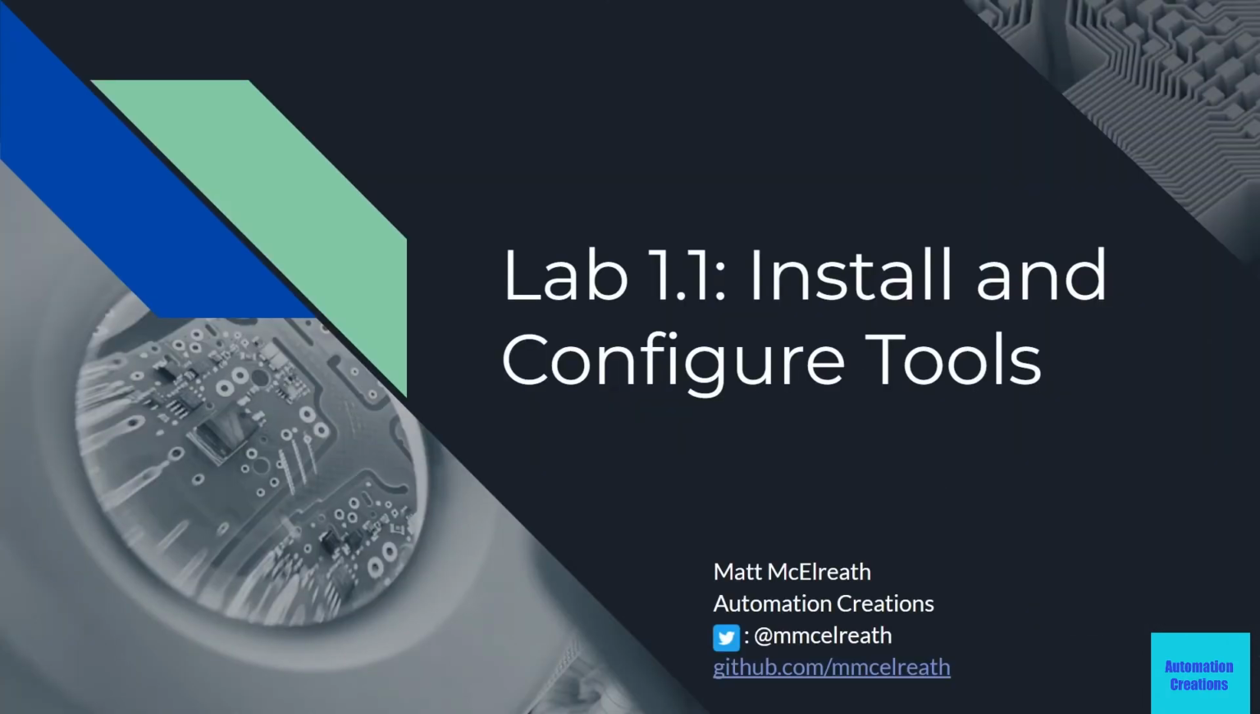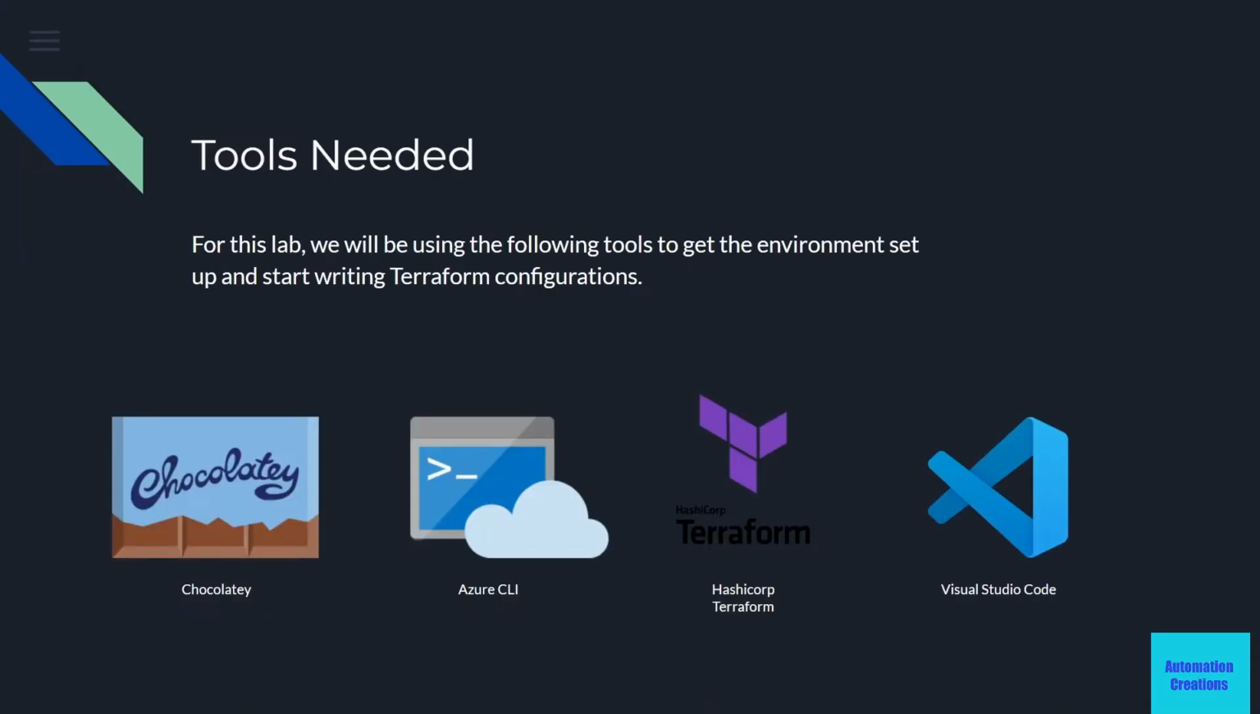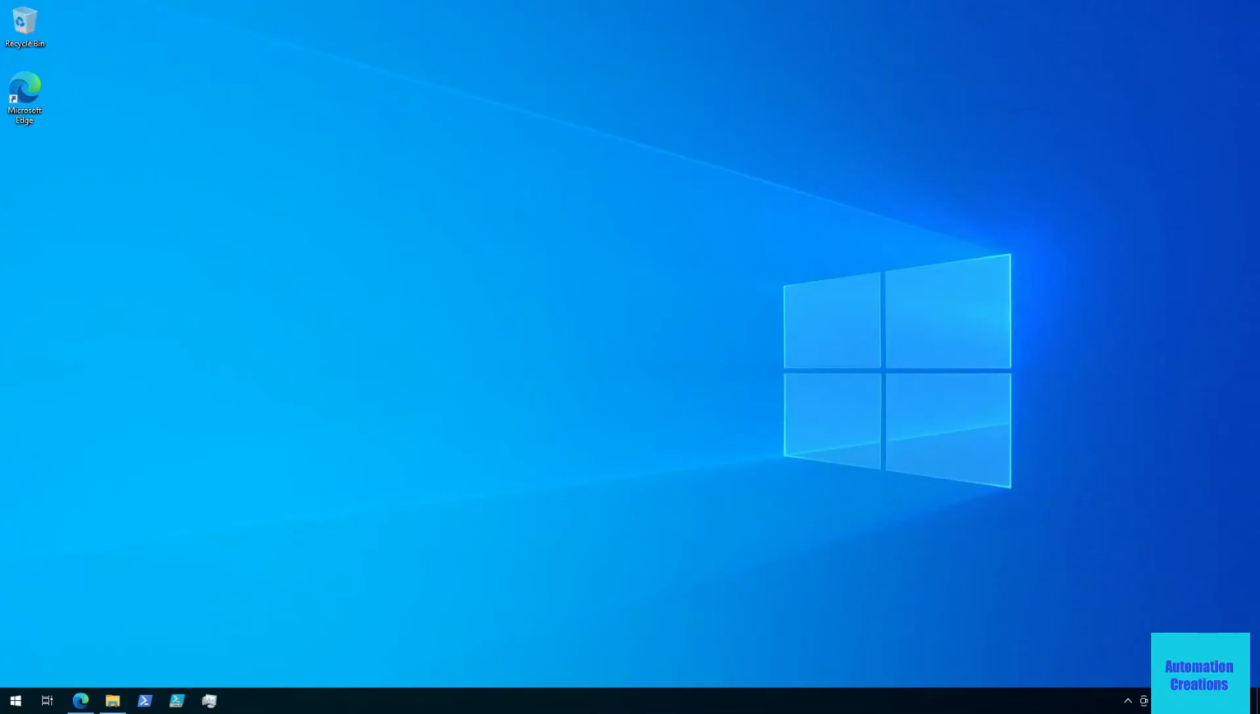Now, in the first part of this lab, we'll be concentrating on building our development environment by installing and configuring some tools on our local machine. We'll be using Chocolatey to install the Azure CLI, or Azure Command Line Interface, HashiCorp Terraform and Visual Studio Code, as well as the Terraform extension for Visual Studio Code. Okay, so let's get started.